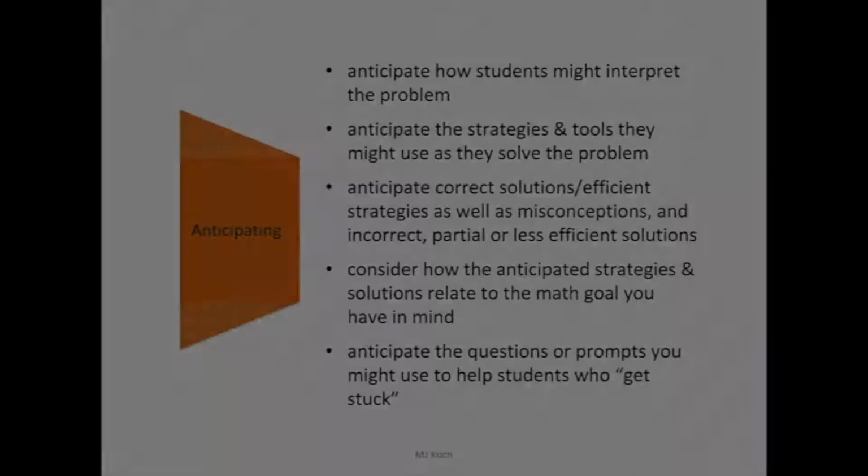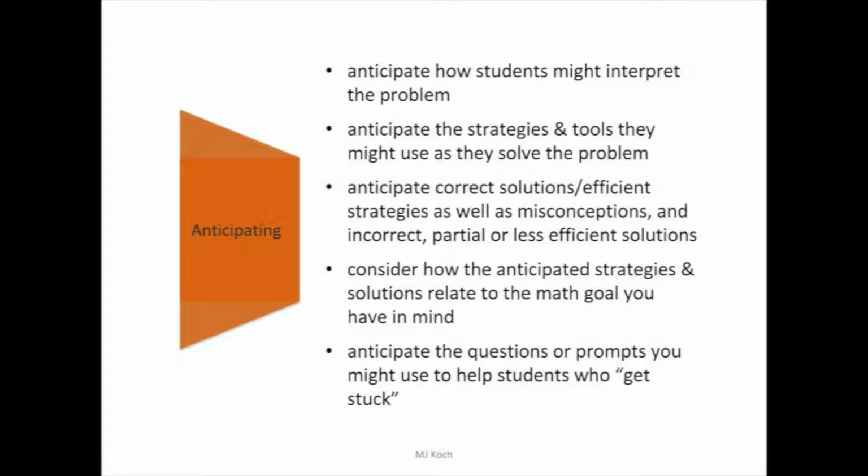The last thing that you really want to try to anticipate is some of the questions or the prompts that you might use to help students who get stuck when they're engaged in the problem solving. And anticipating that is really a powerful tool for making things go a little bit more smoothly and for pushing students' thinking toward that goal that you have in mind. Because remember, we're trying to say, how is it that 5 practices helps me use problem solving to actually cover the curriculum? Well, this is one of the ways that it can do that.